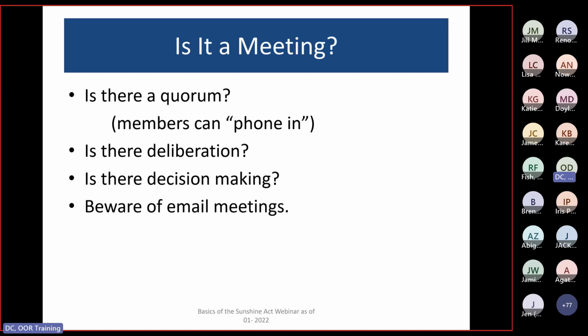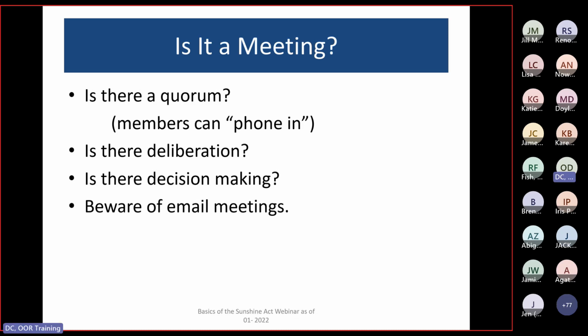It's when they start talking about the business of the township or the business of the borough, the business of the authority, the business of the school district, whichever. That's when they get themselves into trouble, because that then meets the definition of deliberation. And when you're deliberating, it must occur in a public setting, and that must be sunshined.